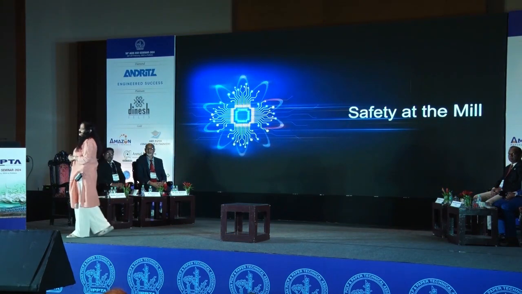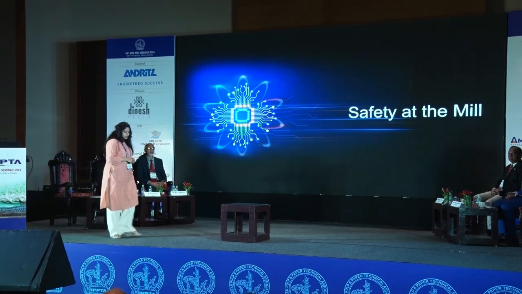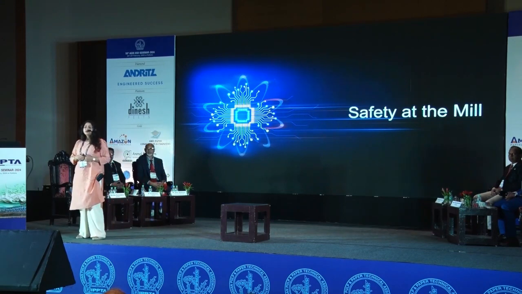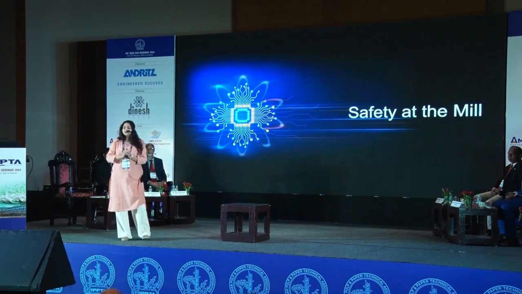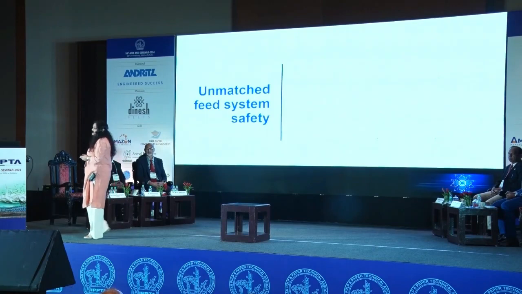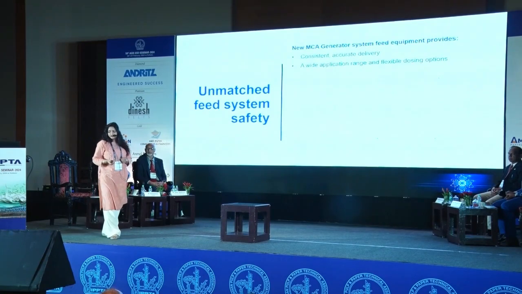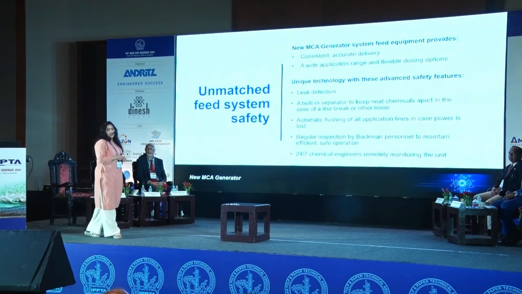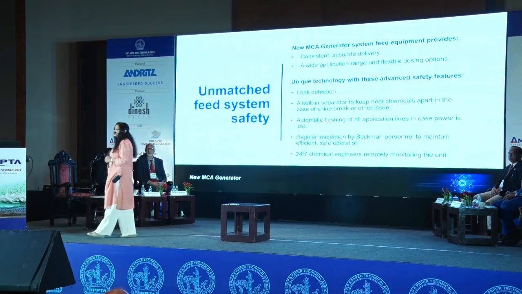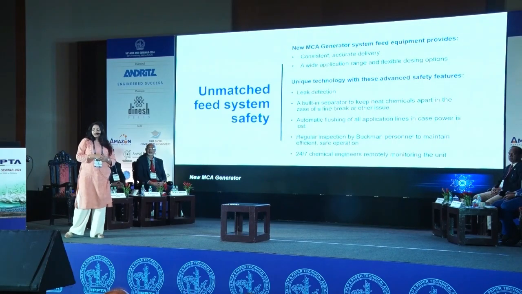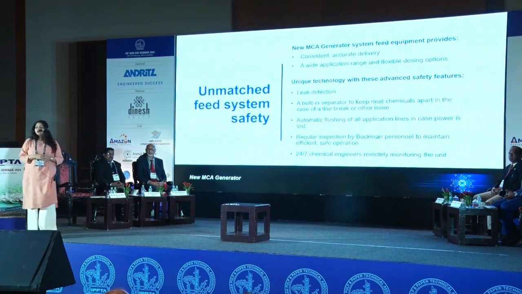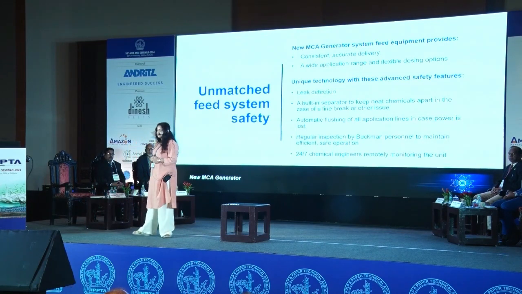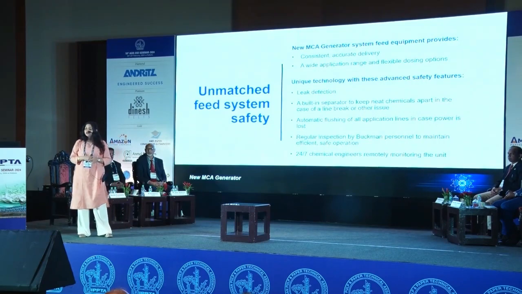So let's talk about safety now. We have always prioritized safety over everything else. On one hand, everybody is looking for a better product and better performance of the machine. At the same time, everyone is interested in safety at the mill. So there are a few unmatched feed system safety features we have introduced. We have leak detection technology in this generator. If there is any line break happening, we have an inbuilt separator to keep the chemicals apart. And if there is any power shortage, we have automatic flushing for all the application lines. There will be regular inspection by the team to maintain efficient and safe operation at site, and the unit will be monitored remotely 24/7.